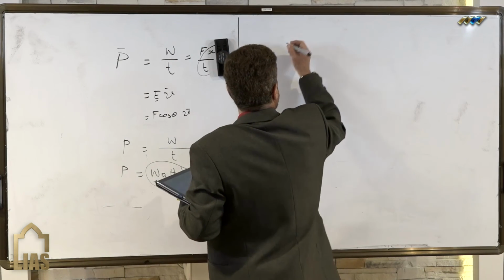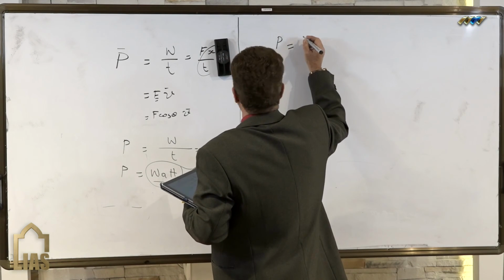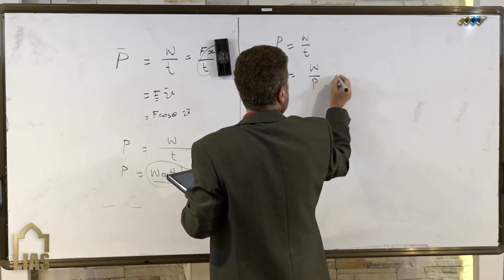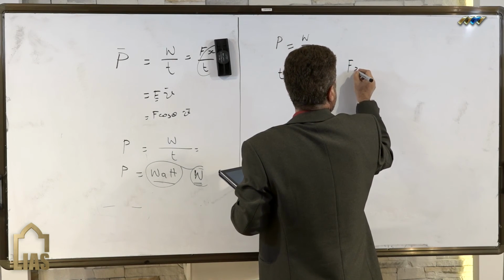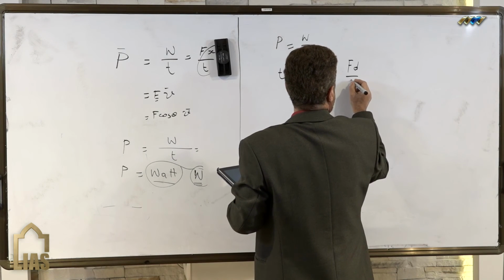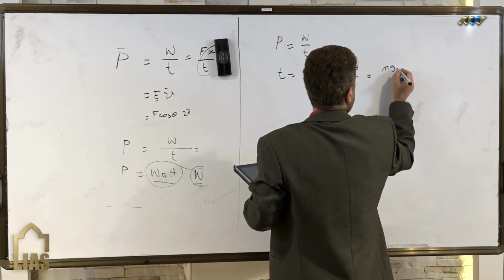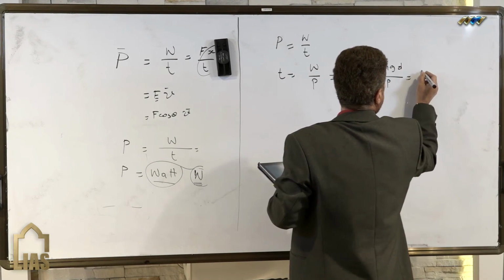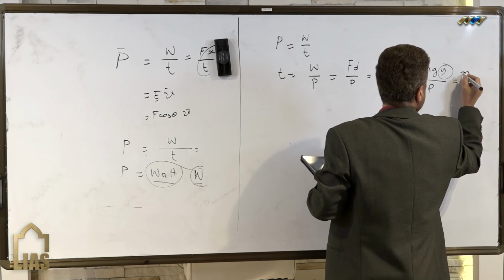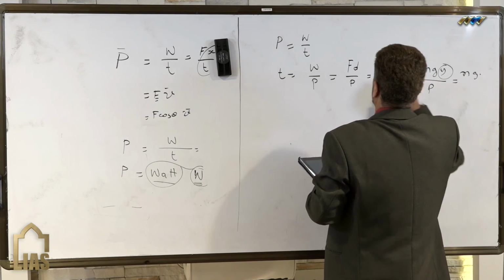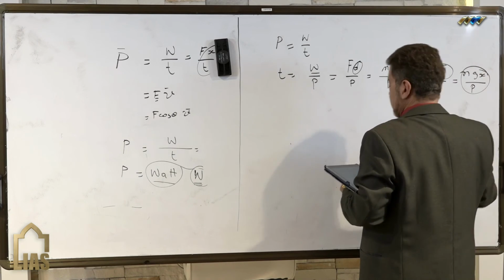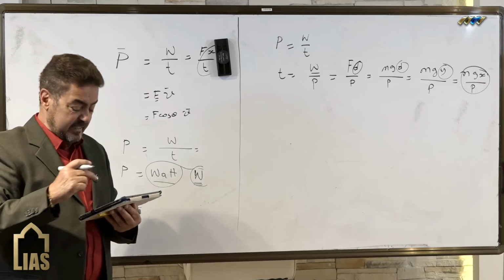The same thing here. We say power is equal to work over T, and T is work over power, or FD over power, or mg d or y over power, same thing, whatever for the work here, x the power. It's just the distance of that.